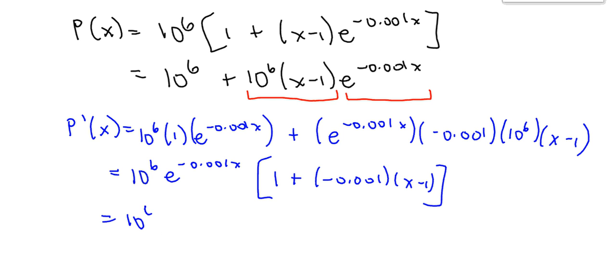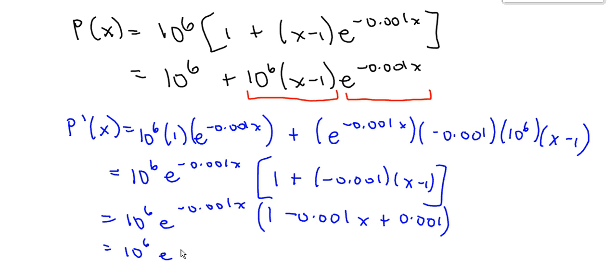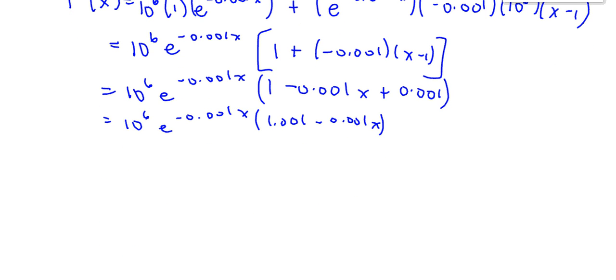So I have 10 to the 6 times e to the negative 0.001x. And then just cleaning up what's in this bracket here. This is 1 minus 0.001x plus 0.001. So obviously I could have done this all in one step. I don't think you're here to watch me do addition. Oh, maybe you are. You're looking at the wrong place. Okay, so there's the derivative, as beautiful as I can make it.